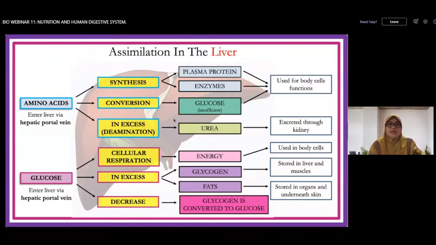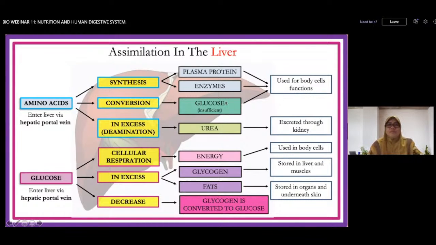Okay, next we move to the next slide. Okay, that is assimilation in the liver. Kita tengok tadi dua bahan, amino acid dan juga glucose kan. Okay, first sekali amino acid ni kenapa dia nak pergi liver kan? Apa yang berlaku dekat liver? Amino acid ni akan disintesis into plasma protein dan juga enzim ya. Untuk apa? It is used for body cell function, that is for cellular respiration lah ya, plasma protein, enzyme, and also glucose juga akan digunakan untuk body cell function lah, for cellular respiration.